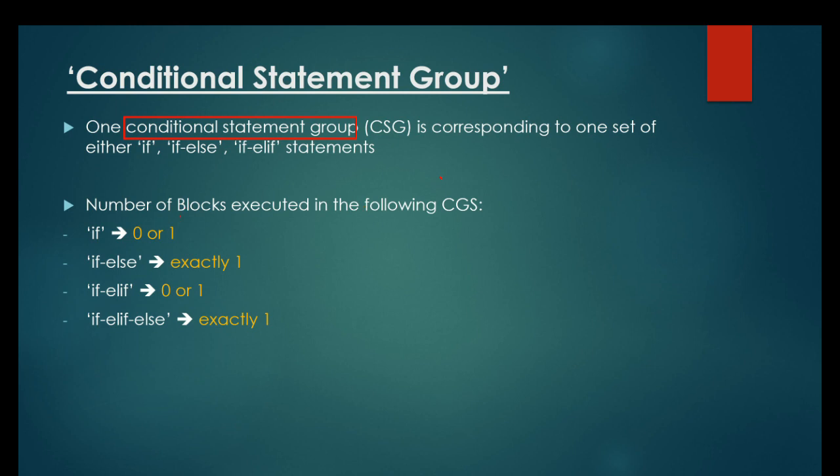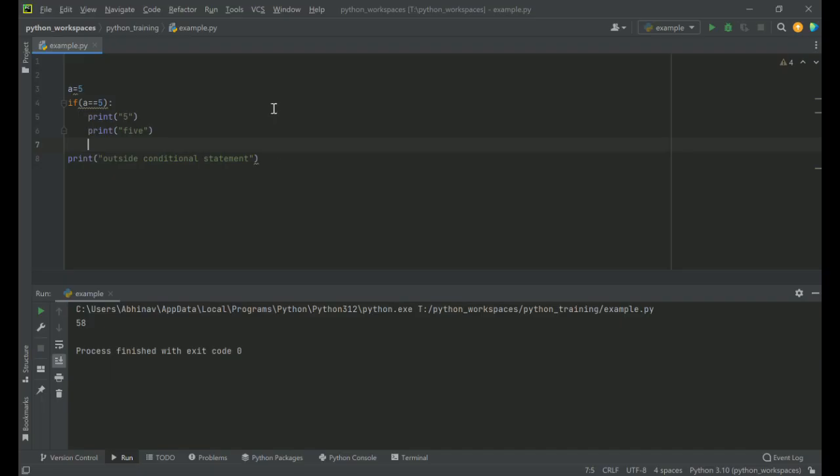The number of blocks executed in the following conditional statement groups: if we have an if statement, then the number of blocks executed is 0 or 1. If we have an if-else statement, then exactly one block will be executed. If we have if-elif, then 0 or 1 will be executed. If we have if-elif-else, then exactly 1 will be executed. Now what does it mean? Now let's consider this code.